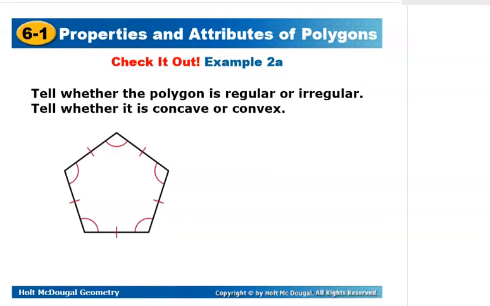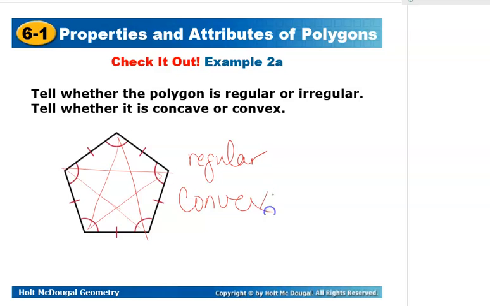Okay, regular or irregular? Looks like it's equilateral, looks like it's equal angular, so we're regular. Concave or convex? Well, if I were to draw all my diagonals, they would all be on the inside, and it would make this fancy star. Oops. There we go. Fancy star. So this is actually convex, because all of those diagonals are on the inside. If they were on the outside here, it would be concave, but because they all connect on the inside, it's convex.